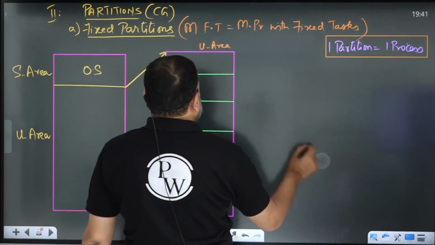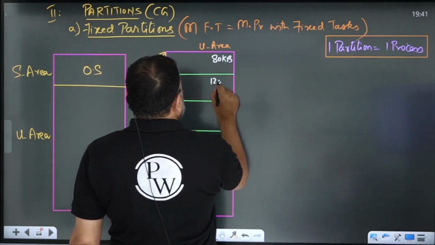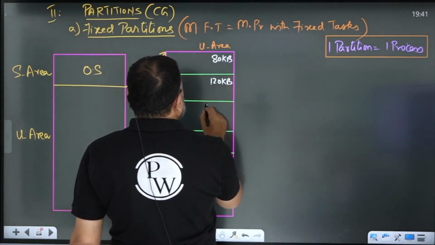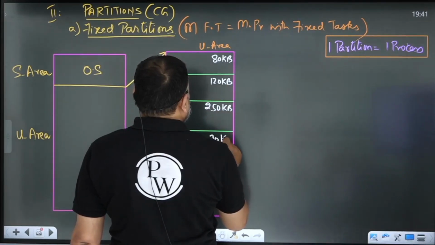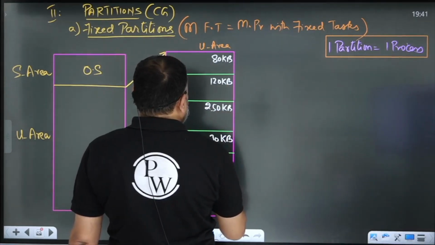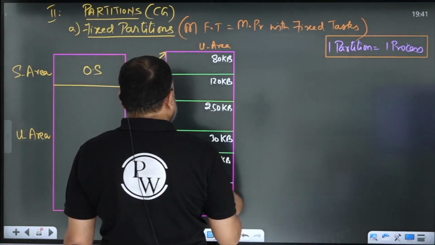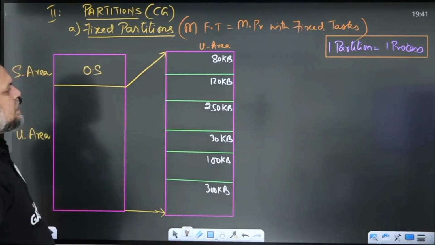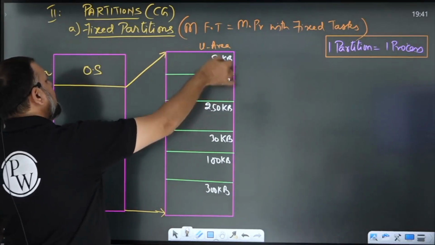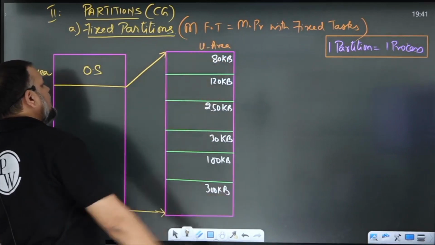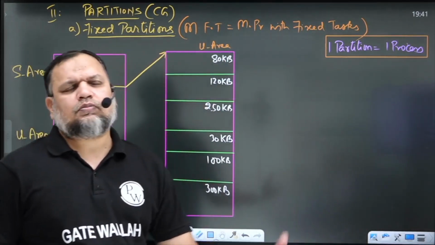Like what I am saying, for example, this may be some 80 KB. This may be 120 KB. This may be, let us say, 250 KB. And this may be some 30 KB. This is 100 KB. And this is 300 KB. Something like this. So when I say this is of size 80 KB, I can load a program of size up to 80 KB here. Not more than that. Less than that, yes, but not more than that.